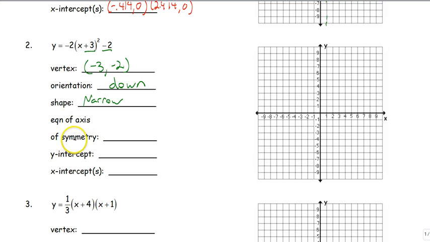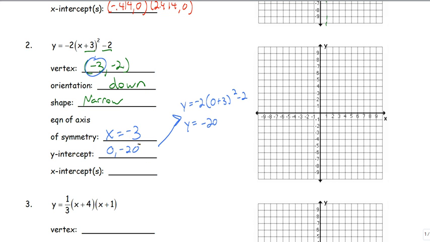The equation of the axis of symmetry is the x value of your vertex again. Here it is, x equals negative 3. My y-intercept is when x is 0, so for the y-intercept I'm just going to solve this over here. Y is equal to negative 2, 0 plus 3 squared minus 2. And again, you can also look at your table to get this value, but I'm showing you by hand how to do that. So 3 squared is 9, negative 18 minus 2 is negative 20. So that's 0, negative 20. That's far away, so we won't see that on our graph.